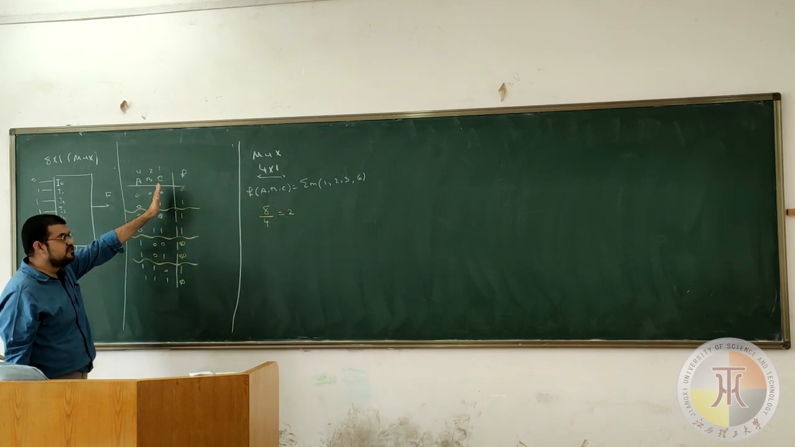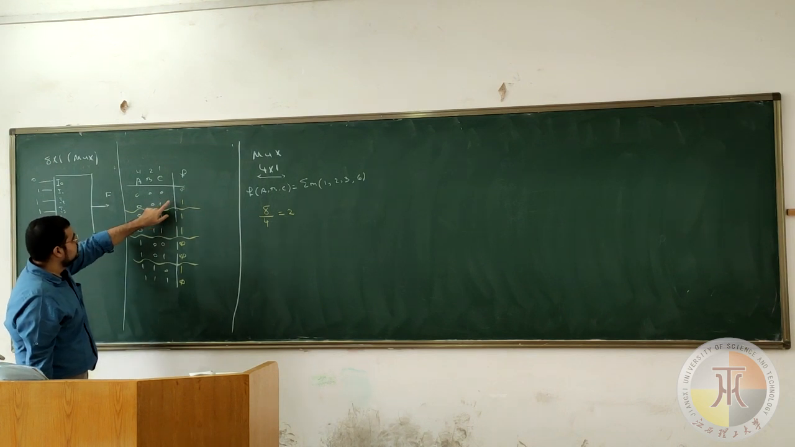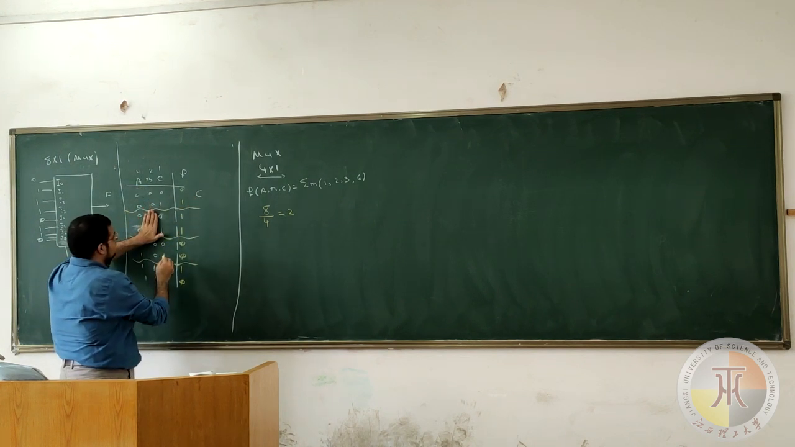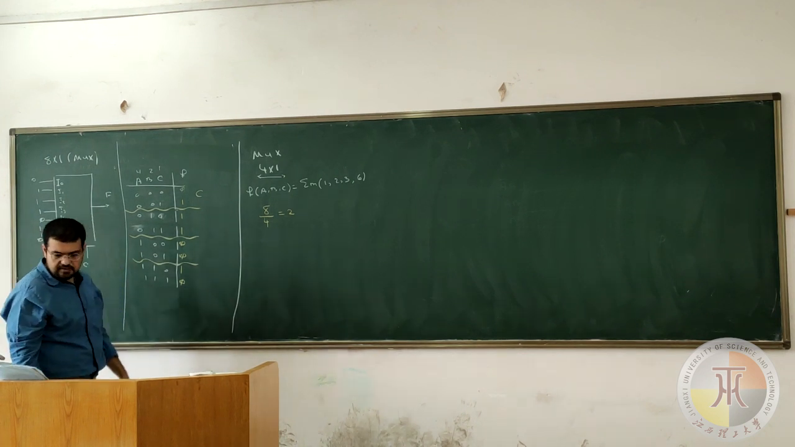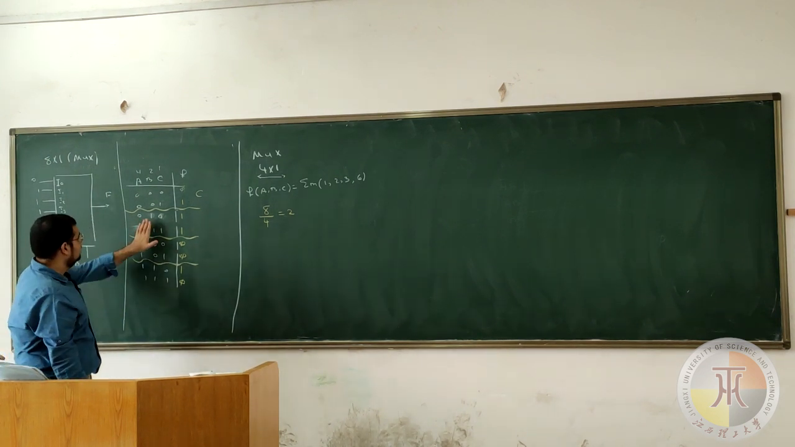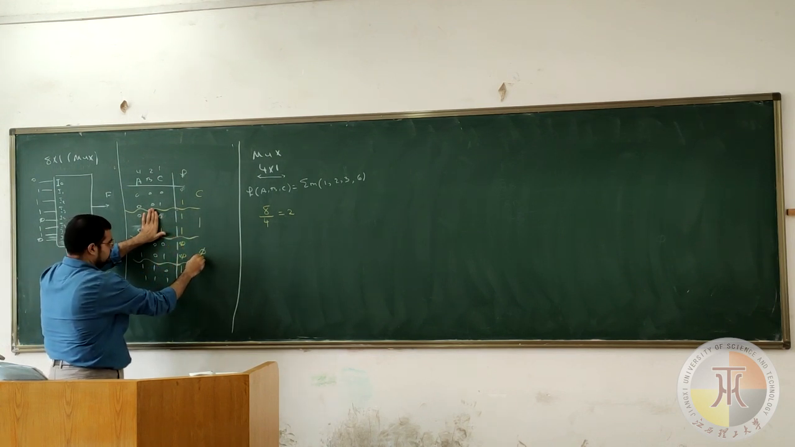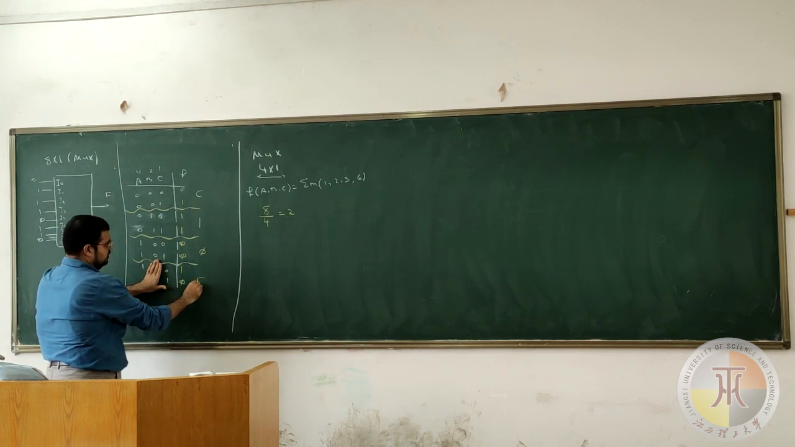The one which is near. Is it similar to C? Yes or no? It's yes. Then we can call it C. Compare. It's 1, output is 1. What is this? Output is 0. Zero. What is this? C naught.